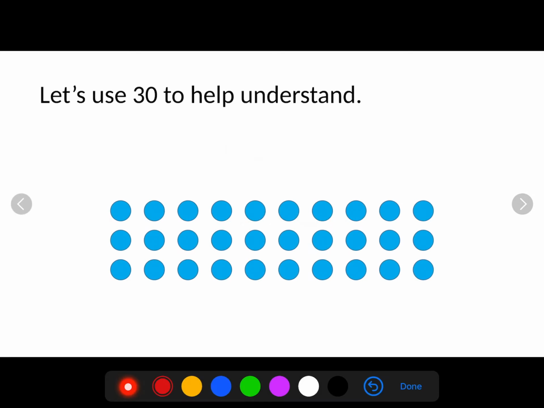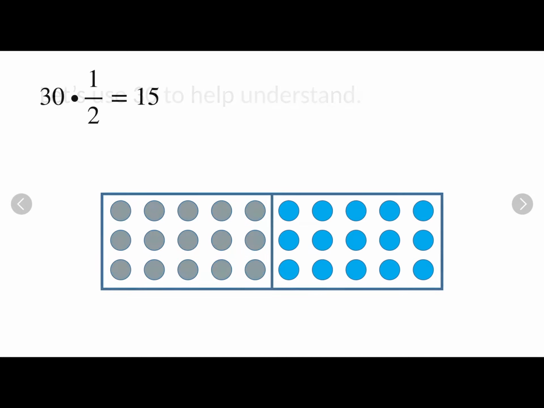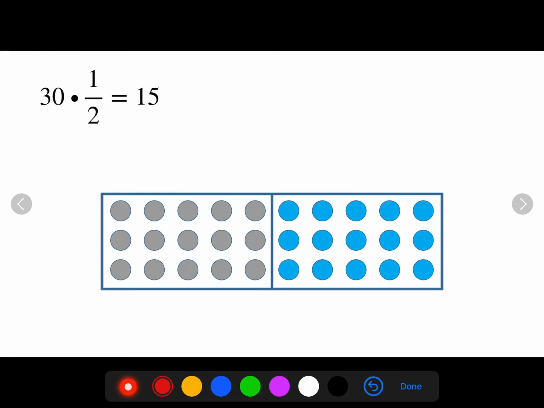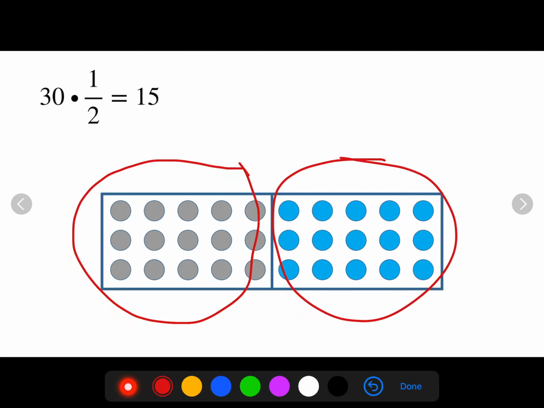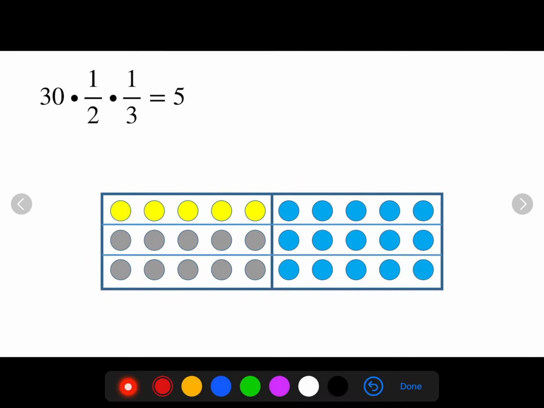Okay, we're going to start by using 30. So here's 30. It's 10 by 3 makes 30 dots. 30 times a half is 15. Here's one half of it. Here's the other half. There's 15 in each piece. 30 times 1/2 times 1/3 equals 5.